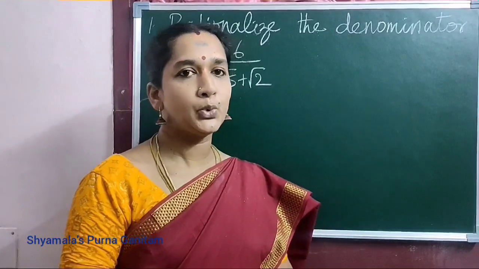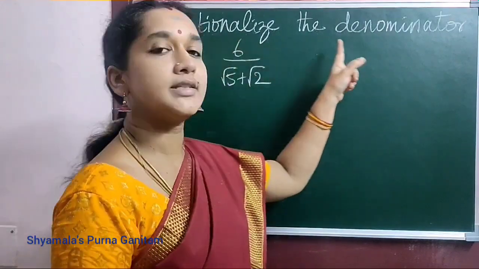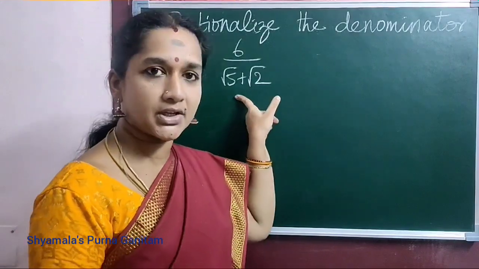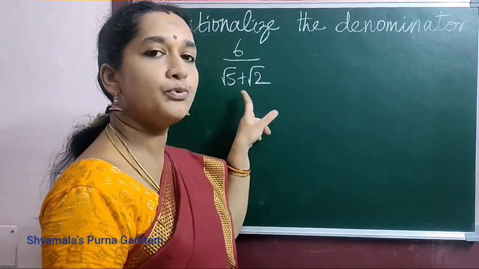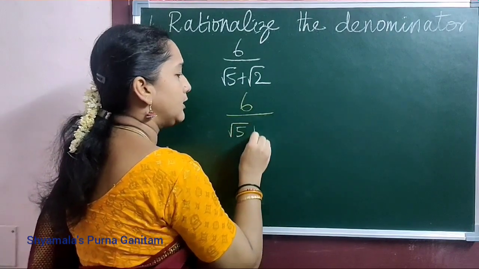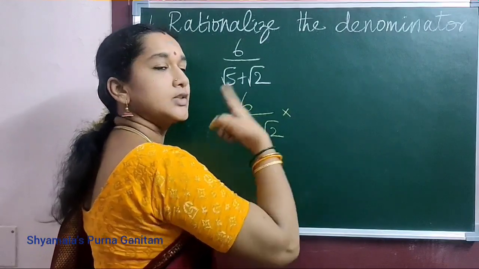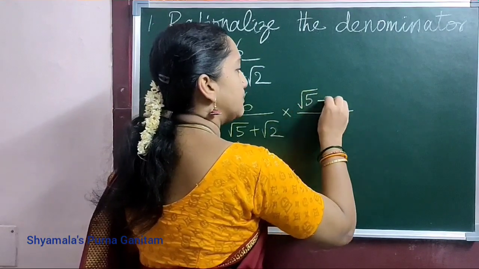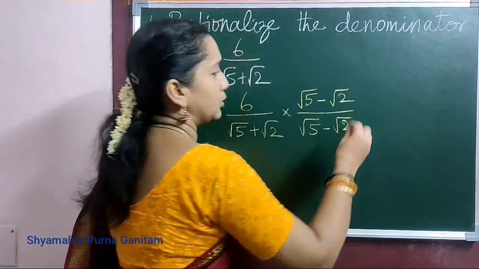Now we'll see a few sums based on rationalization. First sum, rationalize the denominator. As I told you, the denominator has to be rationalized by multiplying by its rationalizing factor. So 6 by root 5 plus root 2. What will be the rationalizing factor for this? Here you have plus, so the opposite sign gives the rationalizing factor. So root 5 minus root 2 by root 5 minus root 2.